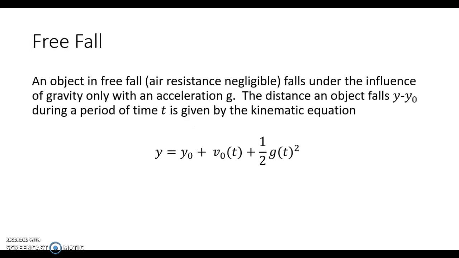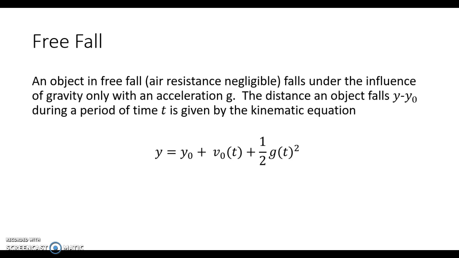What is free fall? An object in free fall falls under the influence of gravity only with an acceleration of g, and we'll talk about what g is in a little bit. The distance an object falls, which is actually the displacement, y minus y0 during a period of time t, is given by the kinematic equation: y is equal to y0 plus v sub 0 t times t plus 1/2 gt squared.